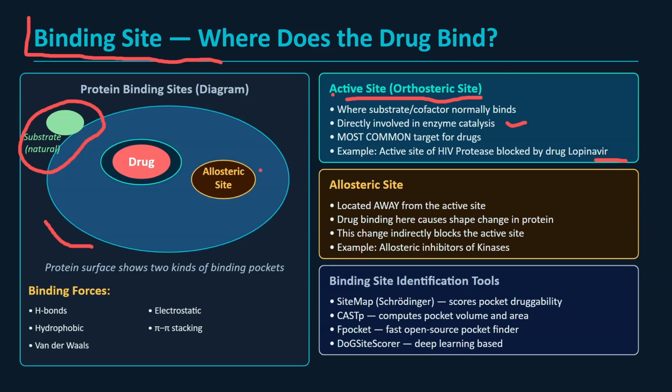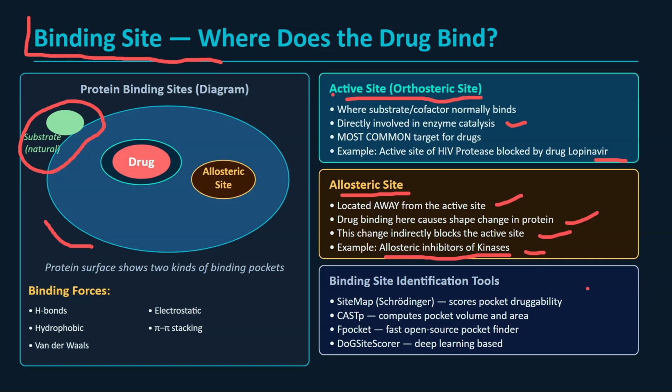The second is the allosteric site. These are not the active site, but are located away from it. When a drug binds here, it causes a change in the protein conformation, which then indirectly blocks the active site. Allosteric drugs are important because they can be more selective. Here we have an example: allosteric inhibitors of kinases.